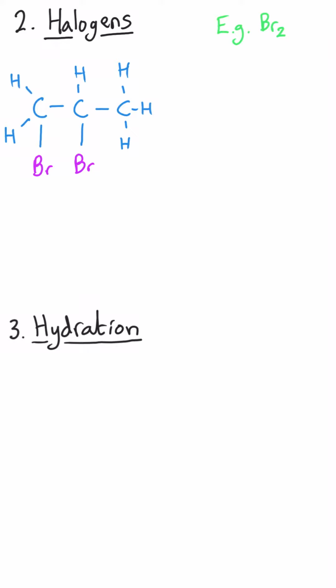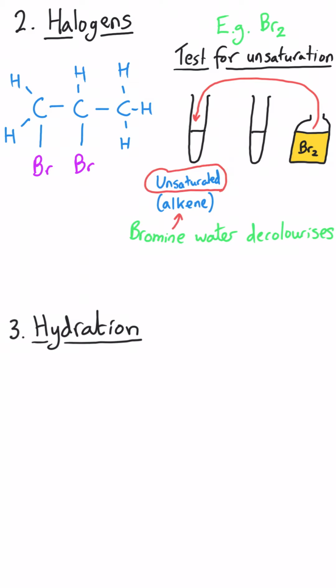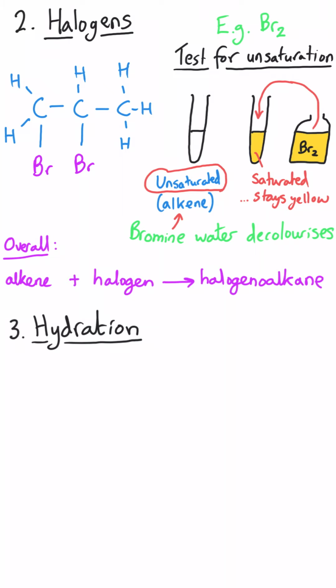This is actually the test for unsaturation. If you add bromine water to anything that's got a double bond, that bromine water will decolorize. It will change colour from yellow to colourless, whereas if no double bonds are present, it will remain yellow. And overall, what we've done is turn our alkene into an organic molecule with halogens as part of it. It doesn't have any double bonds, so it is saturated, so we call this product a halogenoalkane.